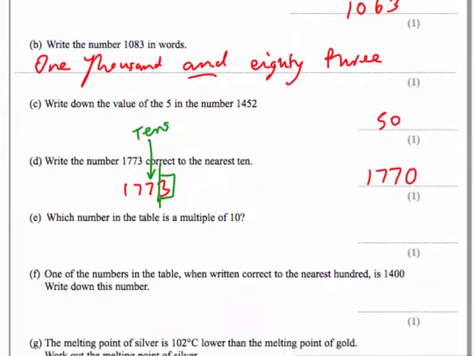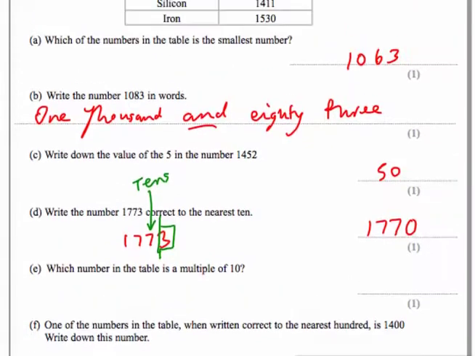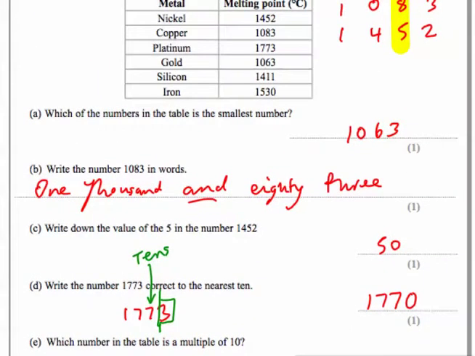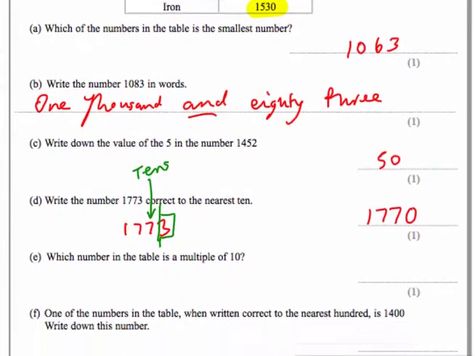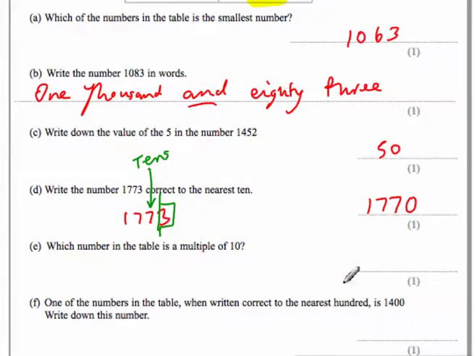Does it make sense? Which number in the table is a multiple of 10? Well, the multiples of 10 are basically the 10 times table. So you've got 10, 20, 30, and so on. Now, all those numbers end in 0. So what we're after is a number that ends in 0. And we can see from the table the only number actually that ends in 0 is that one. So that is 1530.